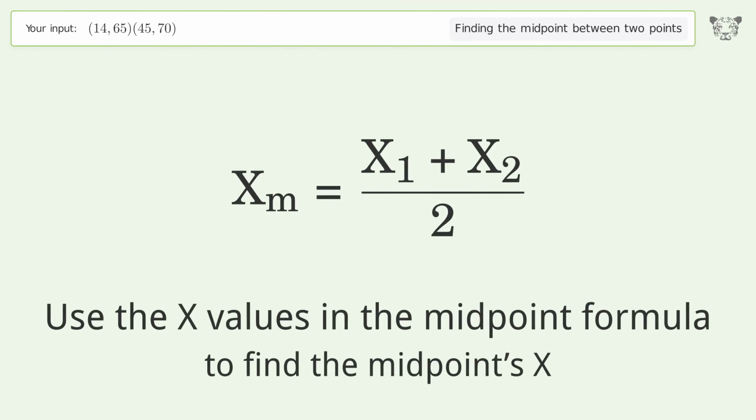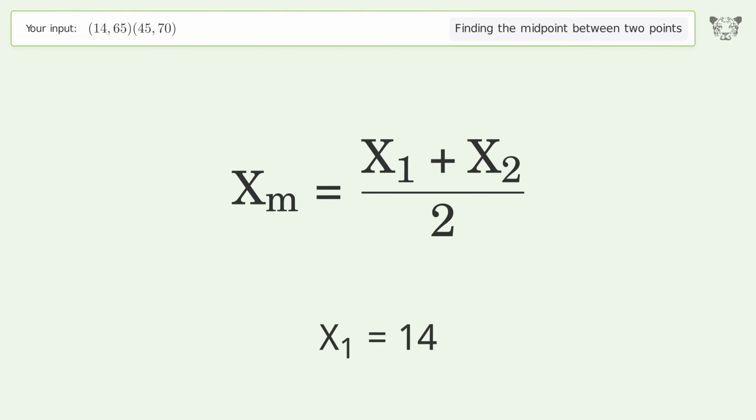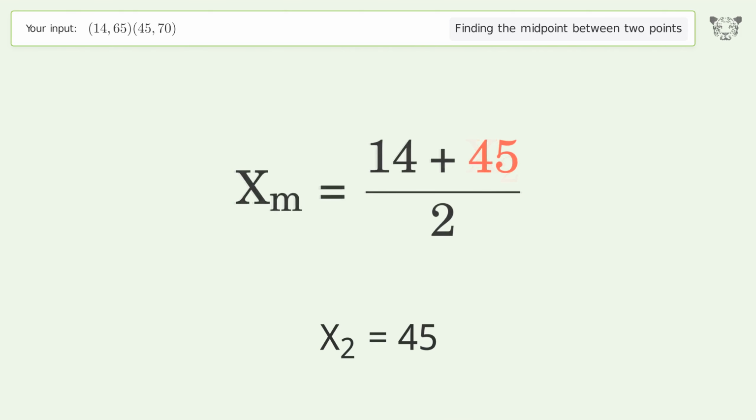Use the x values in the midpoint formula to find the midpoint's x. x1 equals 14. x2 equals 45. Simplify the arithmetic.